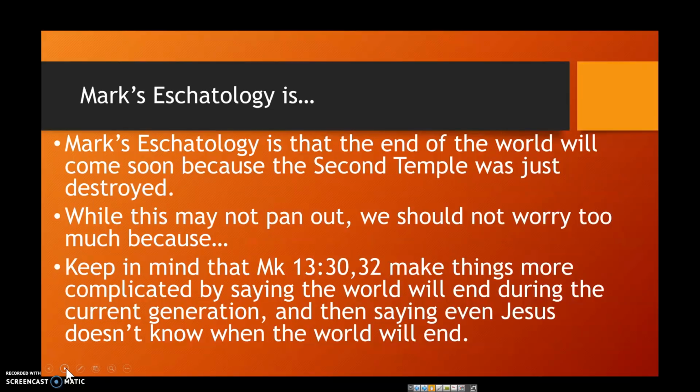Mark's eschatology, then, is that the end of the world will come soon because the Second Temple was just destroyed. And while this may not pan out, we shouldn't worry too much, because we see 2 other verses in that same chapter make things more complicated by saying the world will end during the current generation, and then saying even Jesus doesn't know when the world will end.